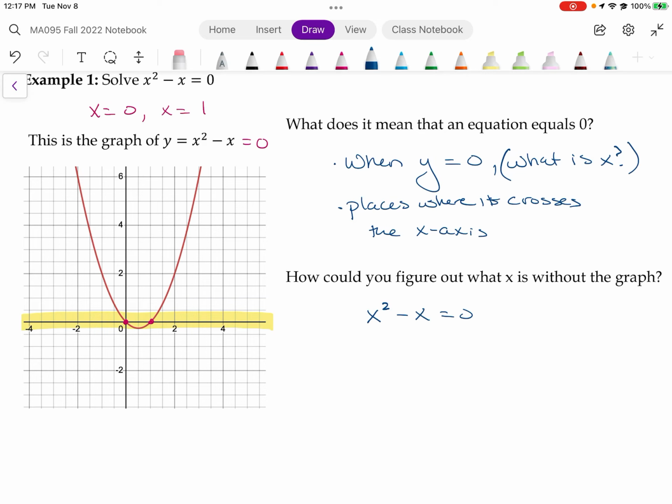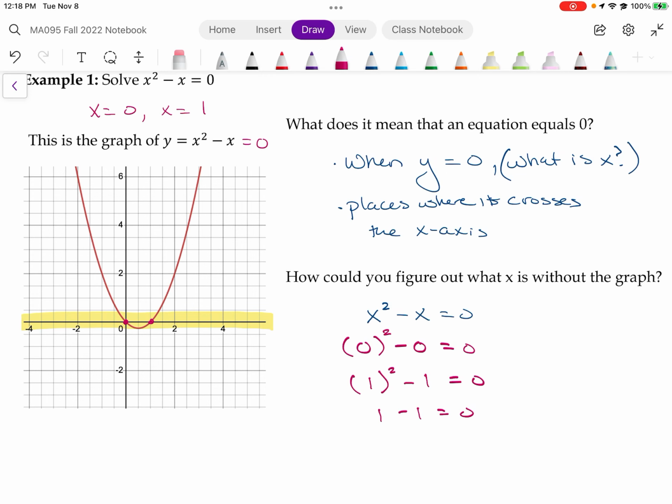So what we're saying is when x equals 0, we get 0, and that is true. 0 minus 0 is 0. And we also have when x equals 1, we get 0. And yes, 1 minus 1 equals 0. So both of those check, and they are solutions.